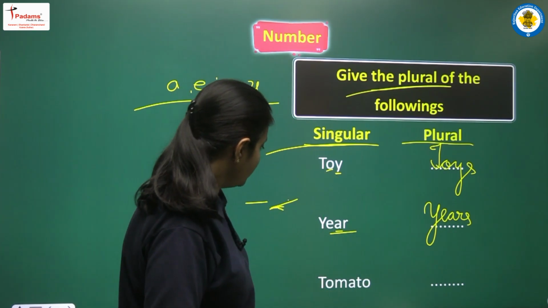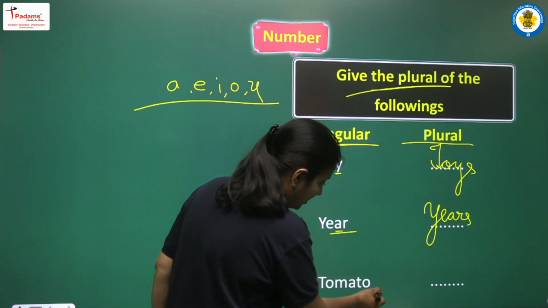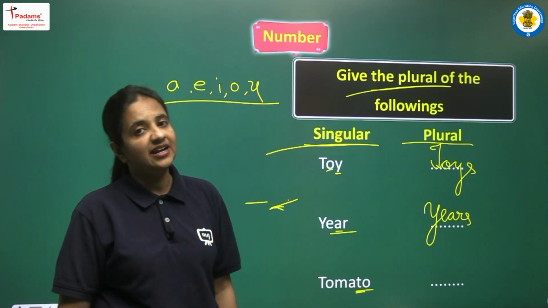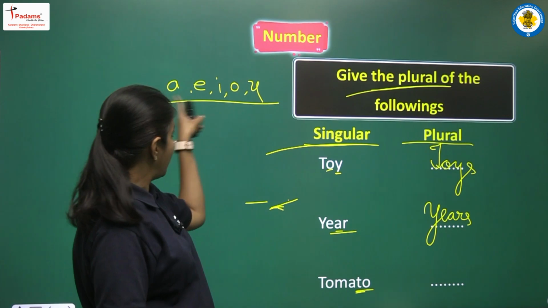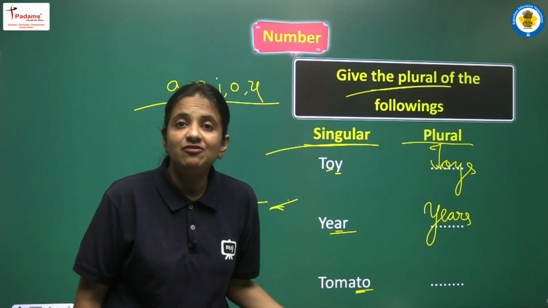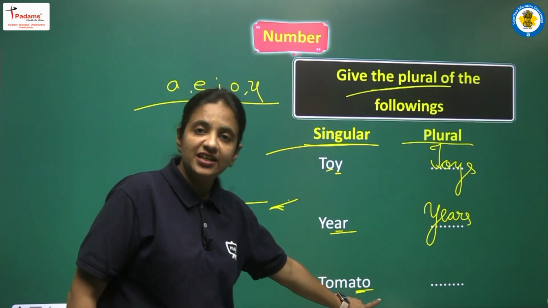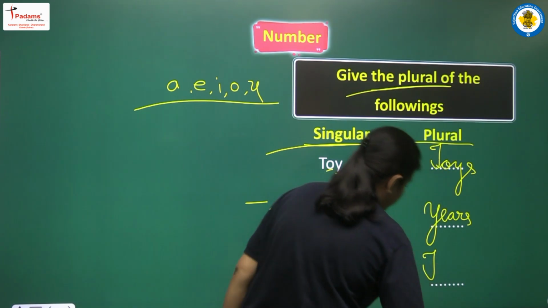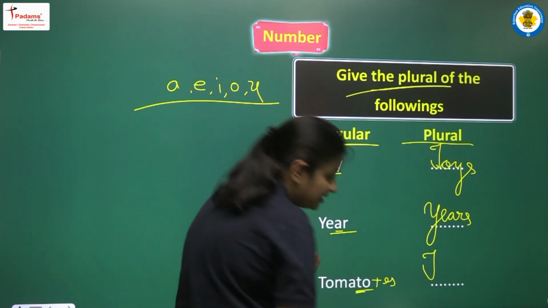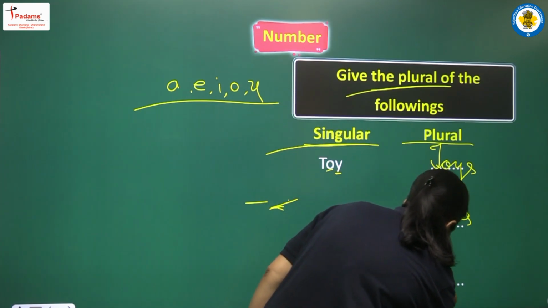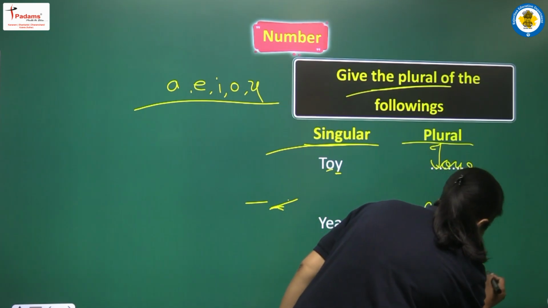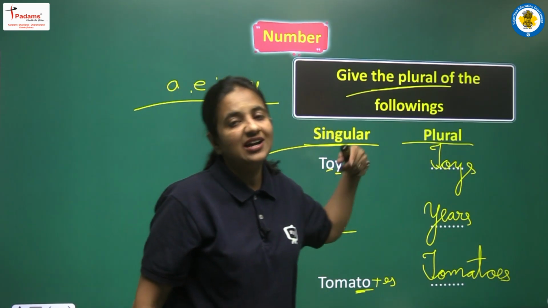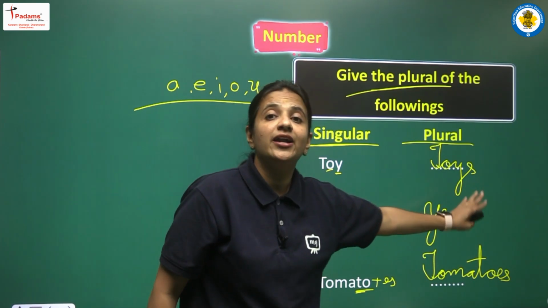Okay, moving on, next we have tomato. Let's see the spelling. We have O at the end of the spelling and before O we have T. Again, that is a consonant, because we have only 5 vowels and all the rest of the alphabet are known as consonants. So T is also a consonant. Now again we apply the rule, and according to the rule we have to add ES. So what will the spelling be? T-O-M-A-T-O-E-S. This is tomato, a singular noun, and we are converting it into plural, so it will be tomatoes.